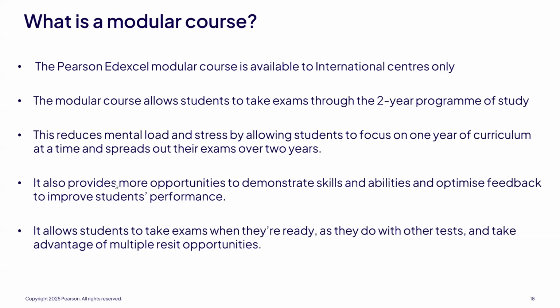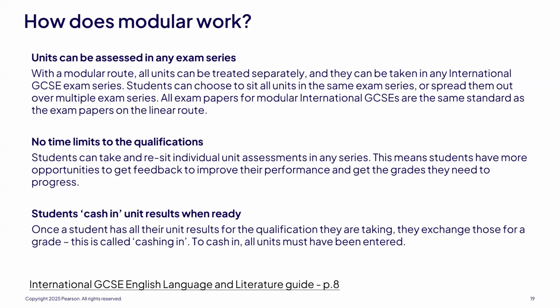So a little bit about how the modular works. This again is taken from the English Language and Literature Guide on the website, and in your download pack it's SO8, and the hyperlink is also at the bottom there. With the modular routes, all units can be treated separately and they can be taken in any international GCSE series. So we have a series in November and we have a series in the May-June window.